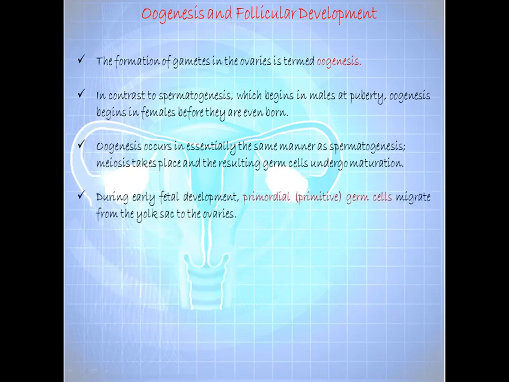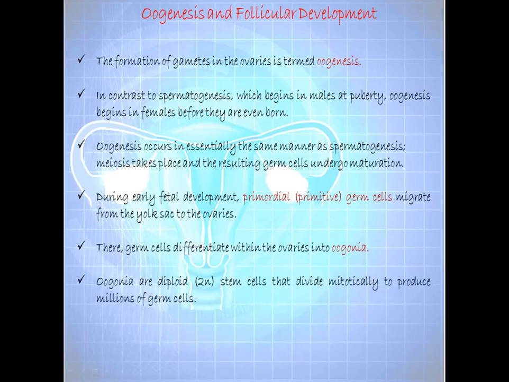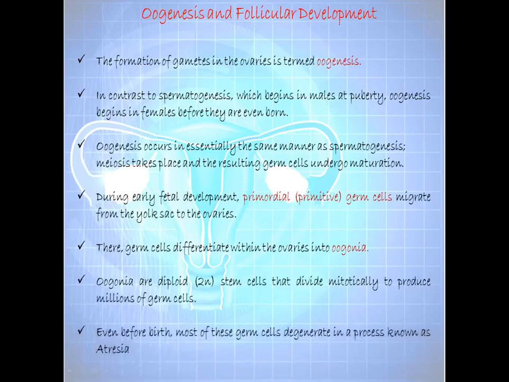During early fetal development, primordial germ cells migrate from the yolk sac to the ovaries. These germ cells differentiate within the ovaries into oogonia. Oogonia are diploid stem cells that divide mitotically to produce millions of germ cells. Even before birth, most of these germ cells degenerate in a process known as atresia.